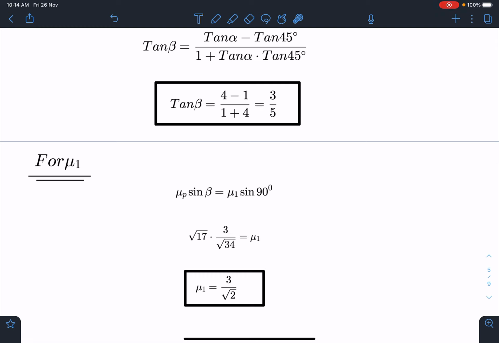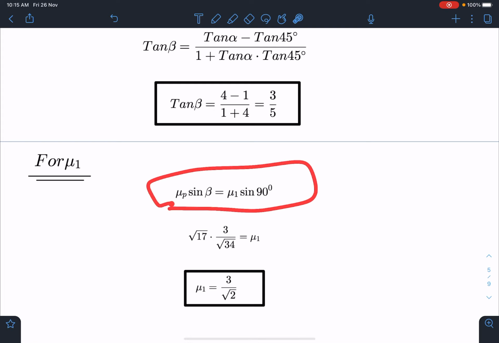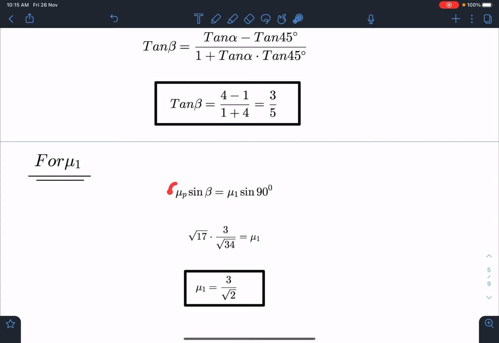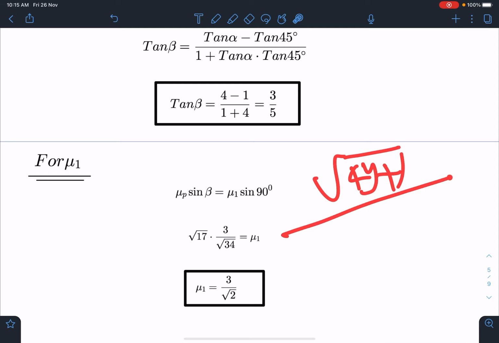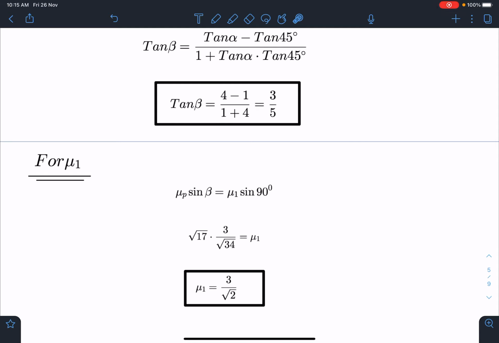And for mu1, you can see in this prism, this light ray is coming here and going like this, so it's like TIR is happening at this point. So mu prism sine beta is equal to mu1 into sine of 90. So mu prism we can find out from root of 4y plus 1. This is the refractive index of the prism. So y is 4, so root 17, and sine beta value we can substitute from here, 3 by root 34. So mu1 value will come out to be 3 by root 2. So this is going to be the final answer, all parts together.